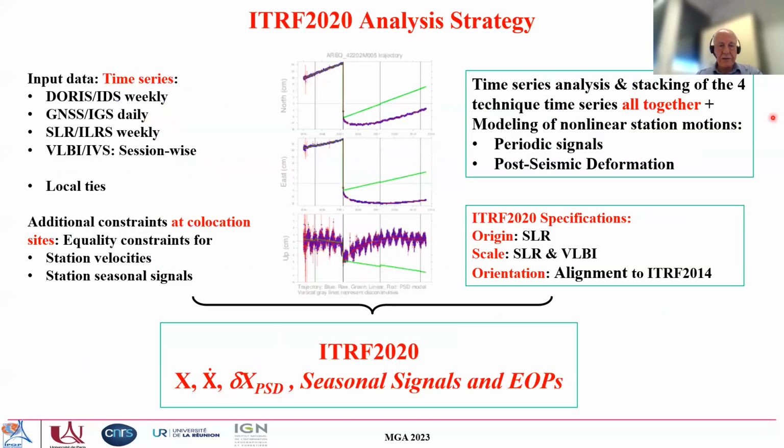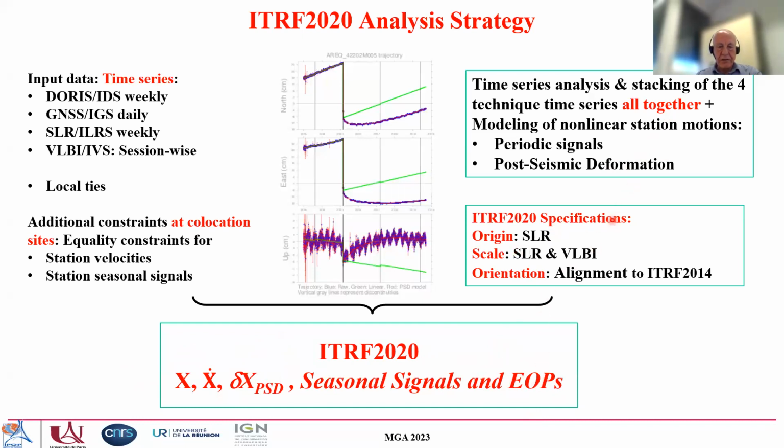Now, the strategy to compute the IHRF 2020: we have, as I said, time series as input. We have local ties at collocation sites, and at these collocation sites, we equate station velocities and we equate seasonal signals. And then we analyze the time series all together and we determine station coordinates, velocities, post-seismic deformation parametric models, seasonal signals and Earth orientation parameters.